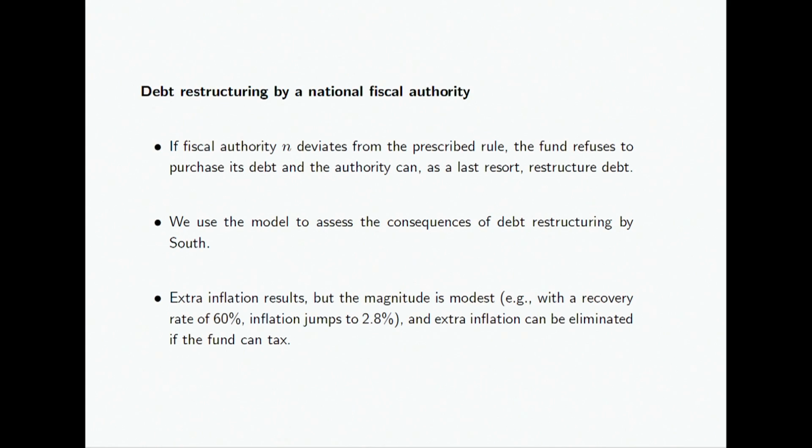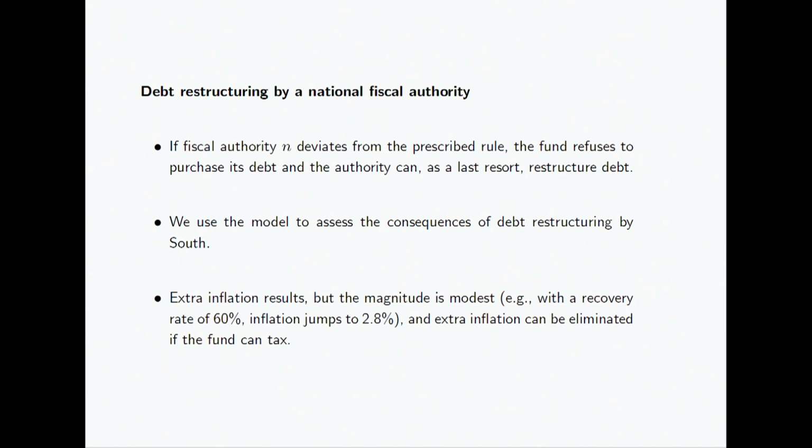Now, of course, it may be naive to think that each national fiscal authority would have, in fact, followed that prescribed fiscal rule. So it's important to ask what would have happened if a country deviated from the prescribed fiscal rule. We think that the fund should then have the obligation to say that if a country is deviating from its fiscal rule, it's no longer going to buy or stand ready to buy its national public debt. The country would then be on its own, it would have to borrow only from private creditors if it wanted to borrow at all, and we think it could then resort to debt restructuring.